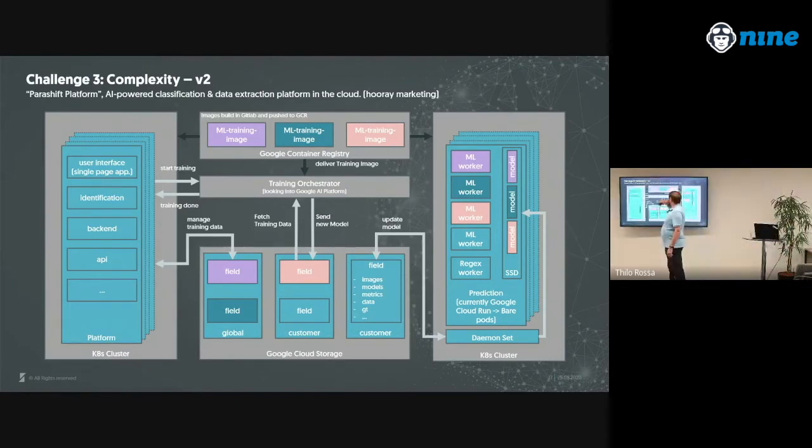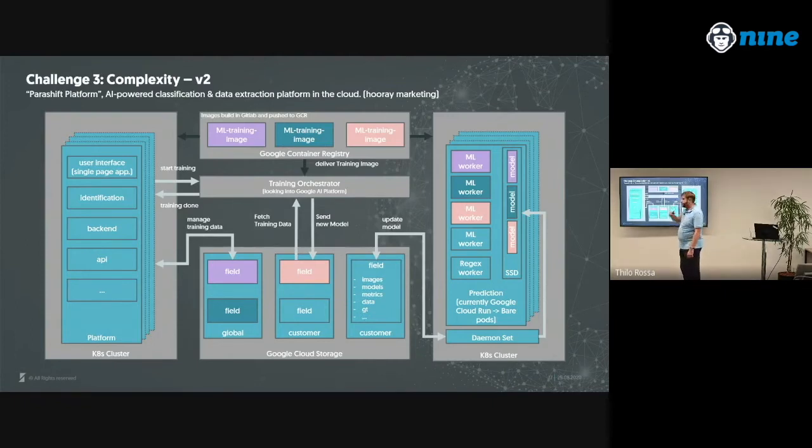We have GitLab as a code repository. All the changes are logged there, documented, etc. And we build our images in GitLab and push them to Google Container Registry. Not only the machine learning images, but all the images. But this picture is more focused on how we do machine learning.